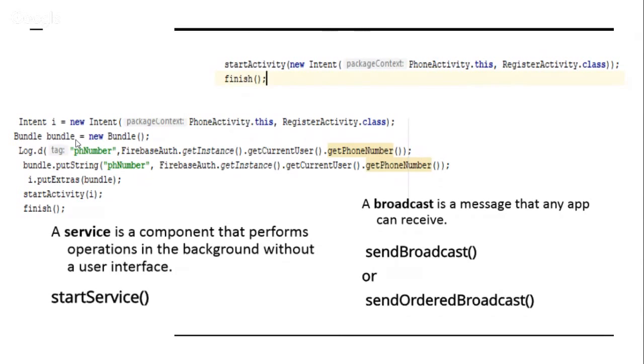A bundle is an object where you can put all the data you want to pass, and then put your particular bundle object into an extra. So how it works: first you put your string, here I am passing my phone number to the phone authentication activity. I'm using Firebase, it's from one of my project codes, and I'm passing this phone number to our next activity.